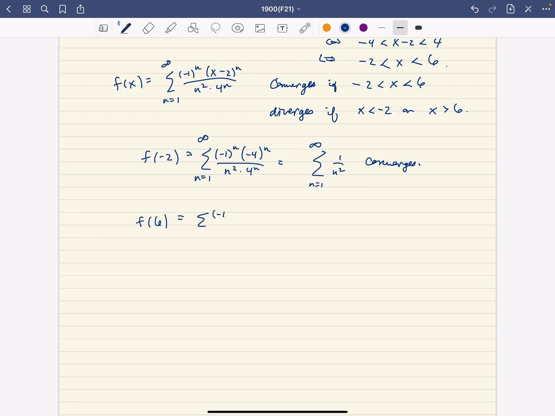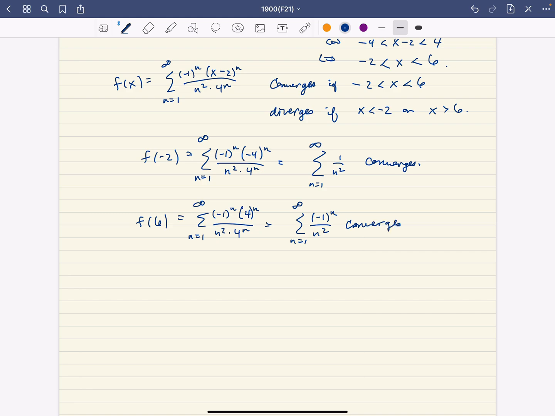This is going to end up being negative 1 to the n times, let's see, if we plug in 6 for x, we're going to end up with 6 minus 2 is 4 to the n. And that's all over n squared times 4 to the n, as n goes from 1 to infinity. The 4 to the n's are going to cancel. We end up with the alternating p series with p equals 2. Okay, this again converges. Actually, it converges absolutely, but all we care about is that it converges.